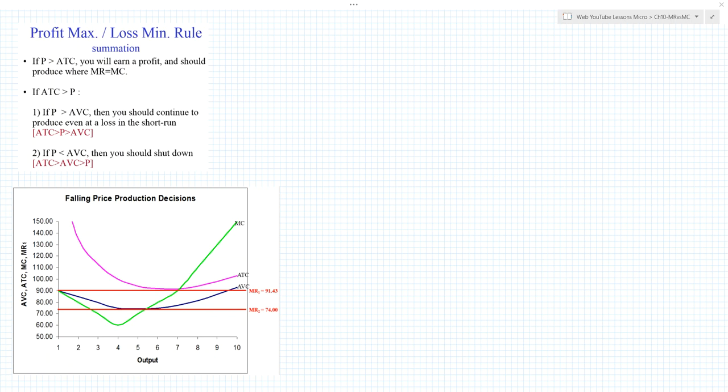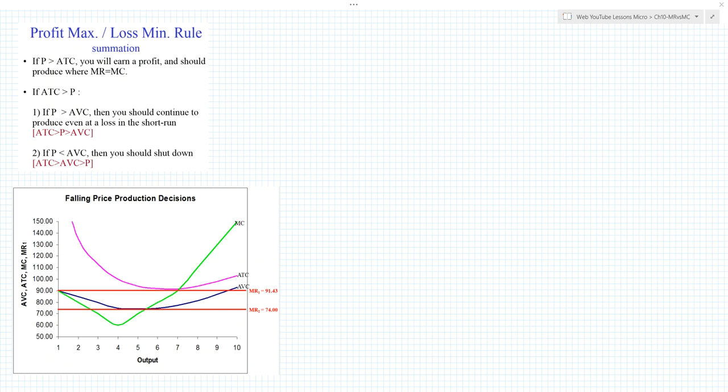What the profit maximizing rule says is as long as the price is greater than the average total cost, meaning the price you receive per unit is greater than the cost you incur per unit, you will earn a positive economic profit. And the way you maximize that profit is to produce where marginal revenue and marginal cost are equal.